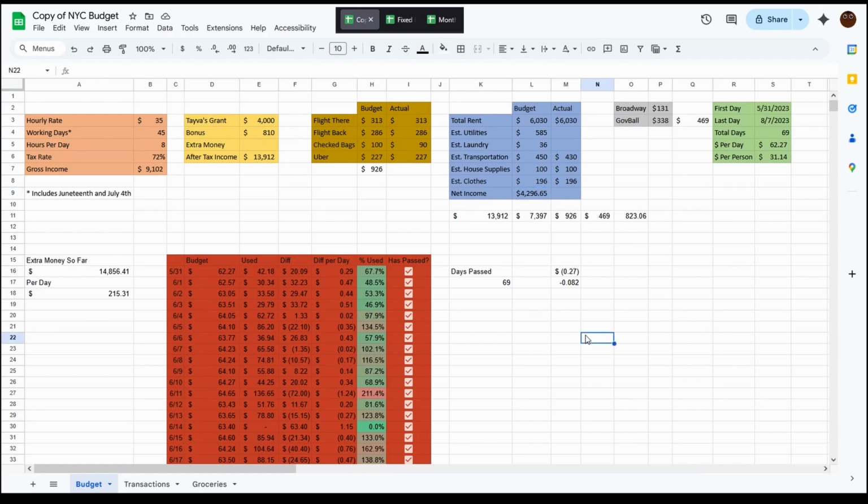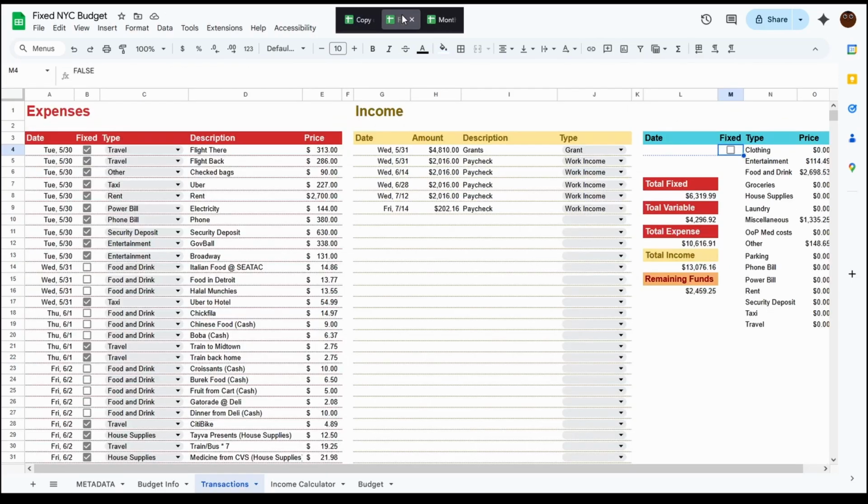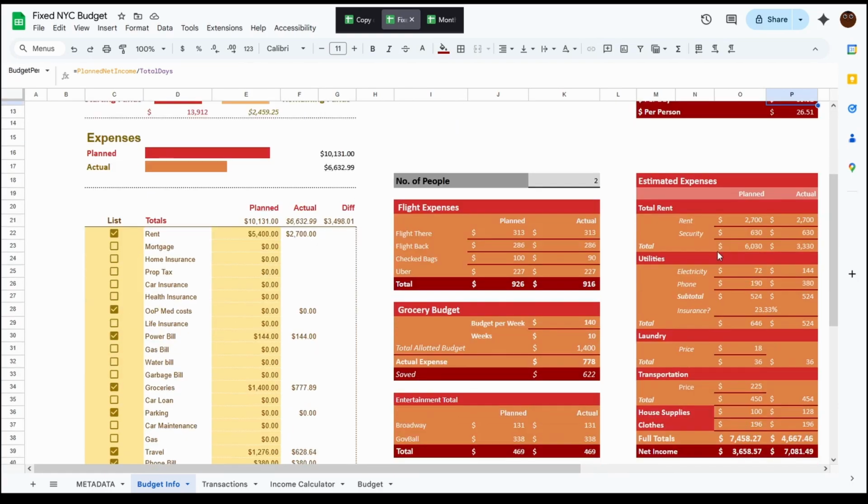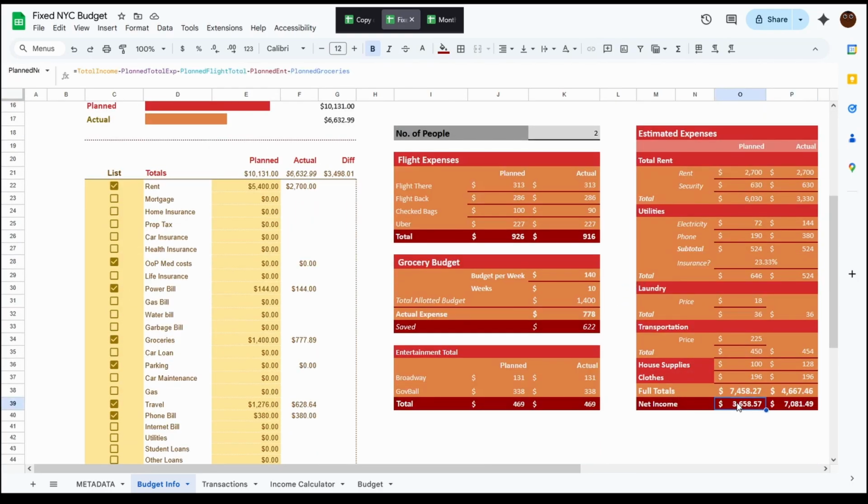So, one of the things that I did in order to organize everything, I started by putting names on everything. What you notice around here is that there are no named ranges whatsoever. So you have no idea where anything is coming from. On mine, when you look at it, you have named ranges in a whole bunch of different places. Budget per person, budget per day. I have a planned net expense, the planned total, actual total expense, net income.